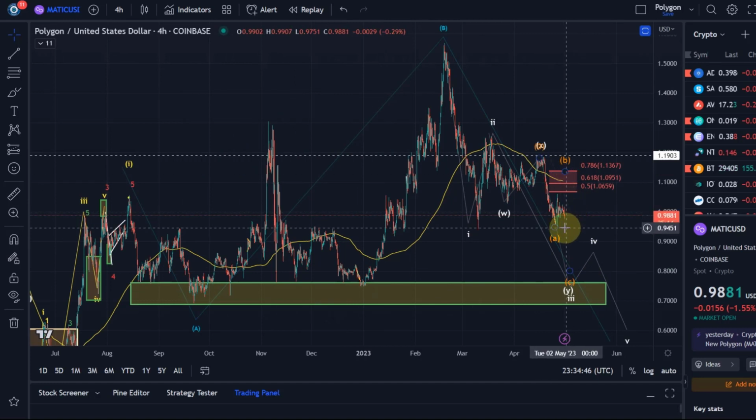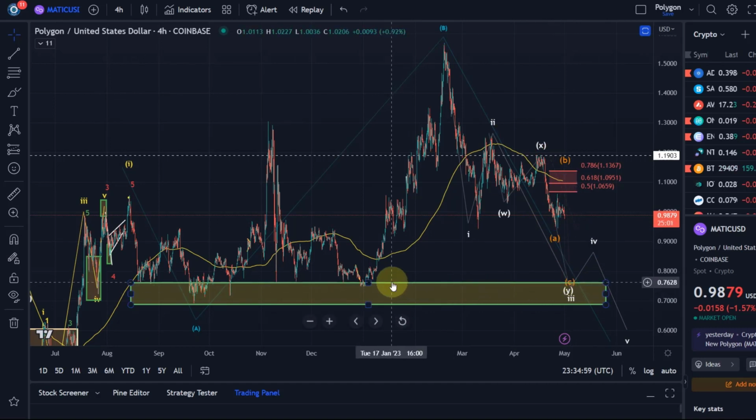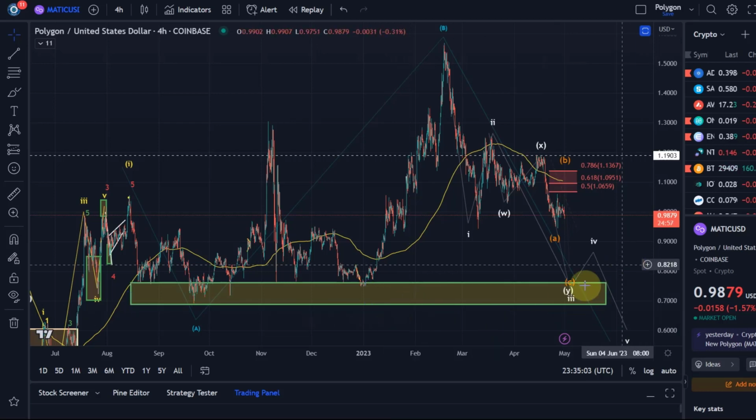Either way, next support, this swing low is certainly decent support around 94 cents. We already bounced off that level. And then we've got this support area, this structural support area down there. So if we go down there, I would anyway expect some kind of a bounce there, which is around 76 to 68 cents.